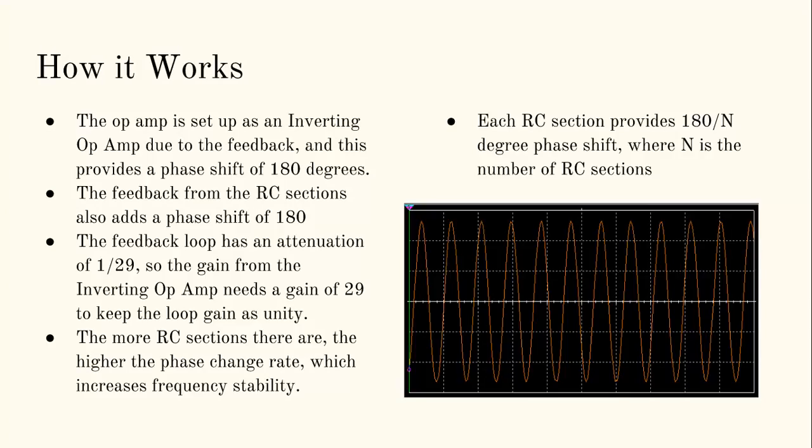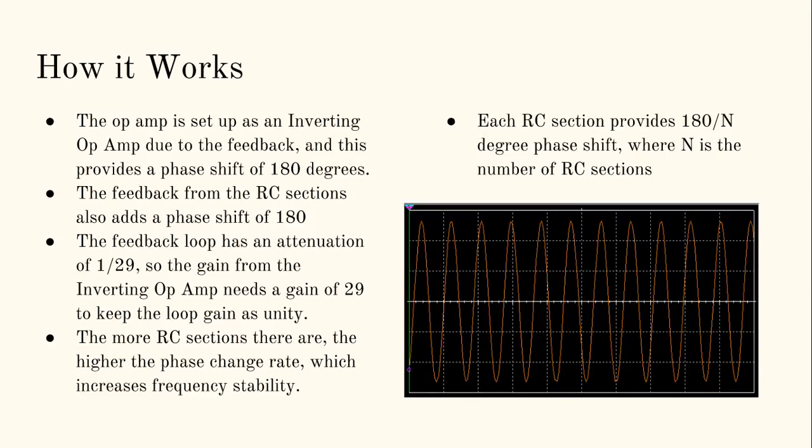So how it works generally is that the op amp is set up as an inverting op amp due to the feedback through the 35 kilo ohm resistor, and this provides a phase shift of 180 degrees. And the feedback from the RC sections also adds another phase shift of 180 degrees. So the feedback loop has an attenuation of 1 over 29, so the inverting op amp needs a gain of 29 to keep the loop gain as unity, essentially in order to keep the gain as 1.